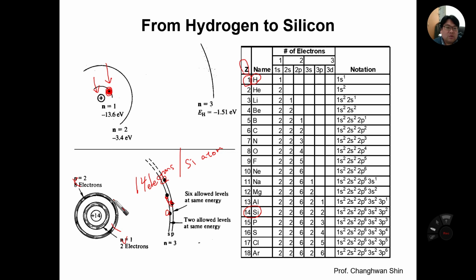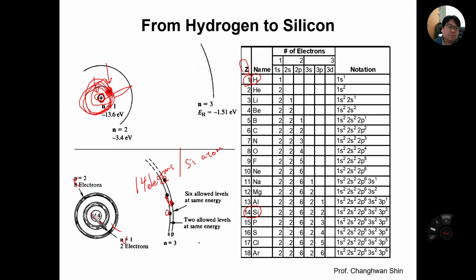Then the next question is, if you take a look at the atomic structure of hydrogen, well, it has a very simple structure because it has a positively charged particle plus a single electron. That's it. And this free electron is roaming around with respect to the positively charged particle. How about the silicon atom?